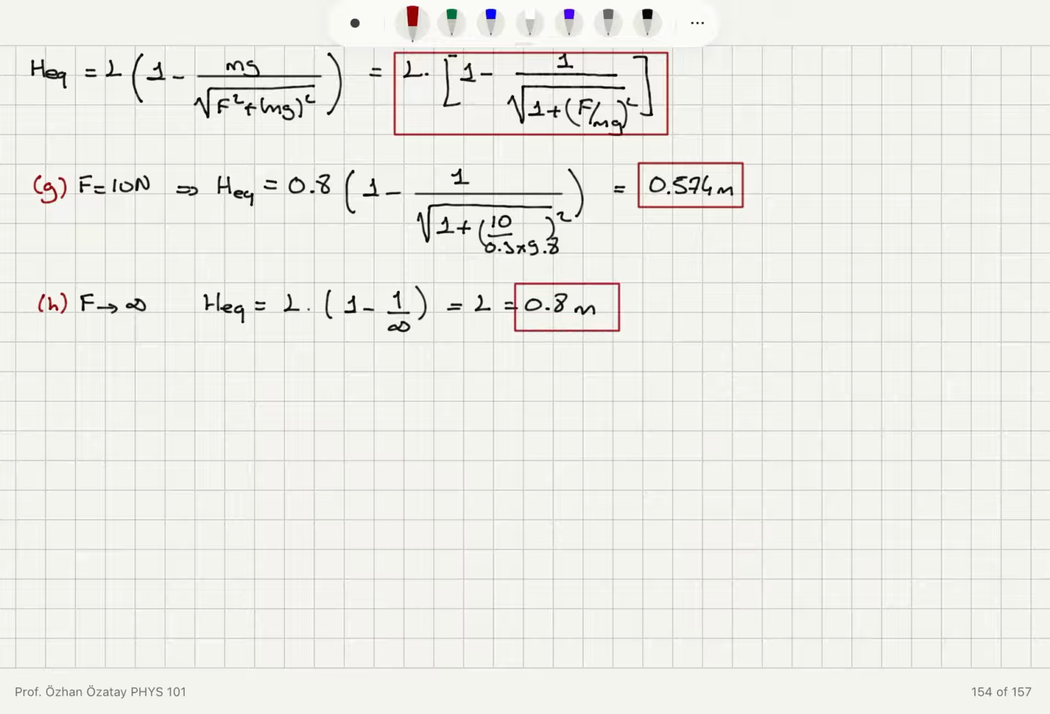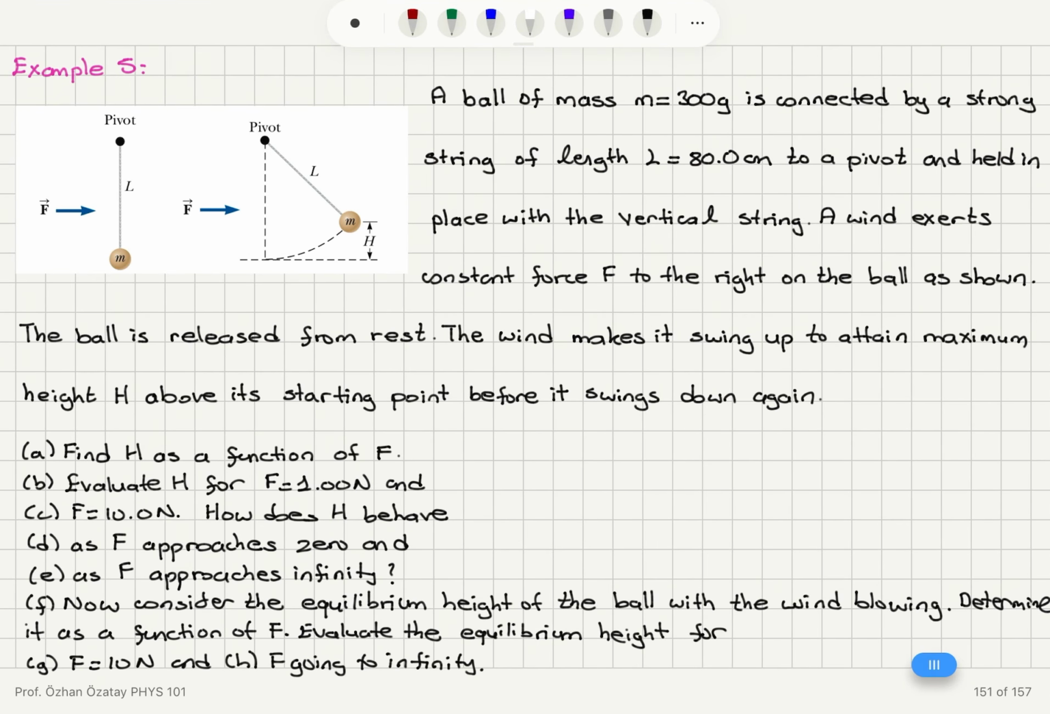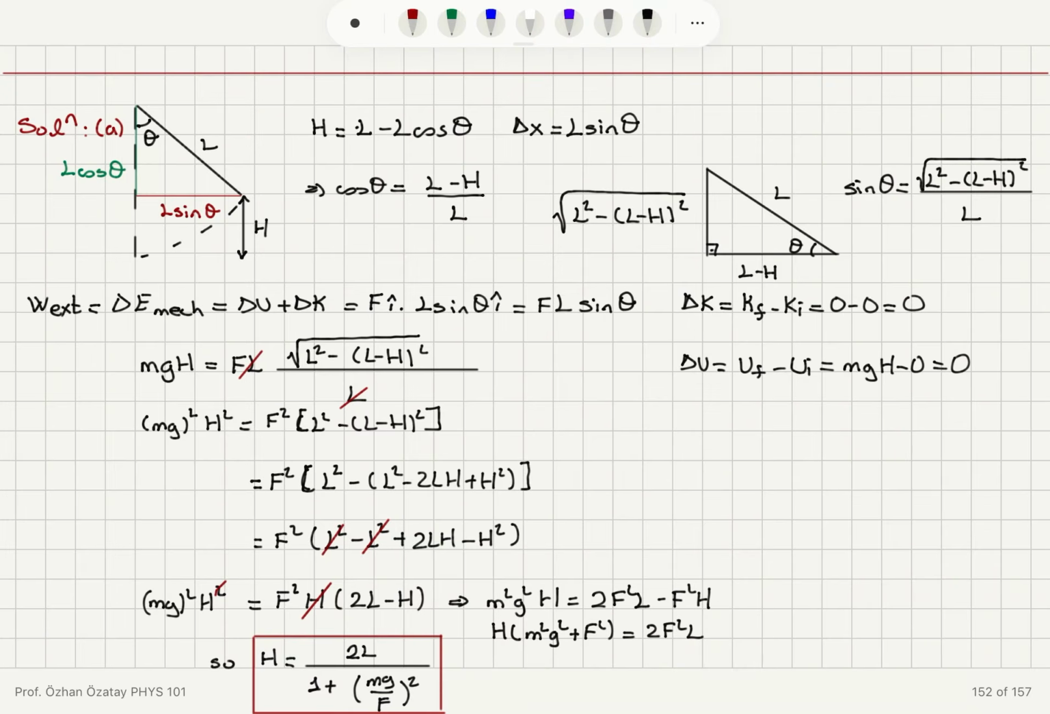Okay, so to summarize, we have a ball of mass m that is at rest at the bottom, under the influence of a constant horizontal force F. It goes to a maximum height and then swings back. We want to know the maximum height as a function of F and the equilibrium height as a function of F. To do that, first we looked at the geometry and found a relationship between the length of the string and the maximum height or the equilibrium height we reach.